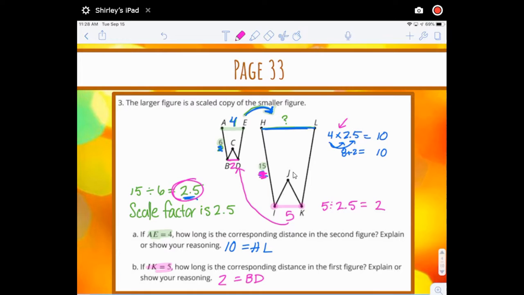That's what I did first. Corresponding parts were given to me. So I took one side length divided by the other. That gave me the 2.5. And then I used that scale factor to scale up my smaller side length. And then I used the same scale factor to scale down my larger side length. Okay, that's the process that you want to do. Divide your corresponding parts and then either multiply or divide depending on if you're getting bigger or smaller.